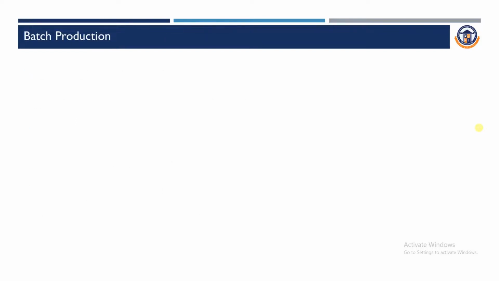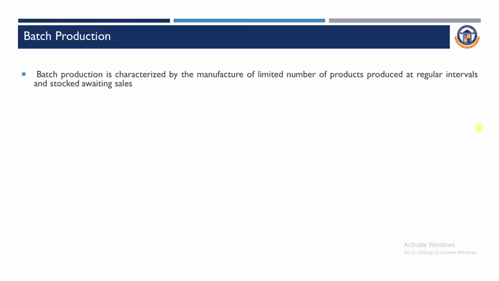So moving on to the second classification of the production system, it's called batch production. So what is batch? So batch production is characterized by the manufacture of limited number of products produced at regular intervals and stocked awaiting sales. It's like a make to stock production system where the large inventories are converted into the products and kept as a stock for delivery to the customers.